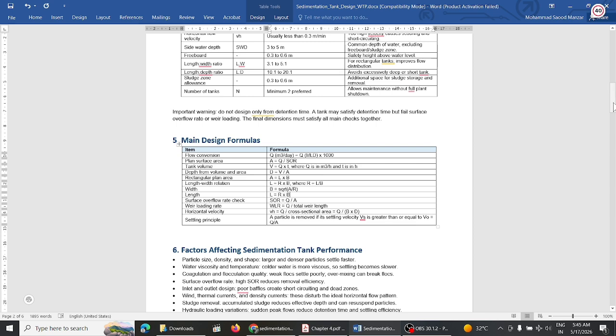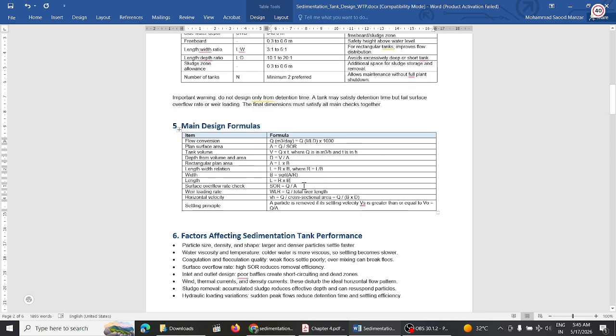And this is basically for the circular sedimentation tank. Surface overflow rate SOR is equal to Q by A. Horizontal velocity VH is equal to Q upon cross sectional area. The cross sectional area is equal to B into D, not L into B. And the settling principle we saw in the Stokes law.